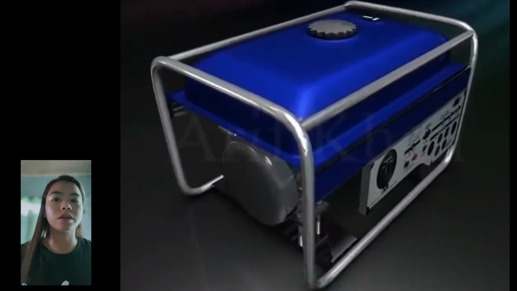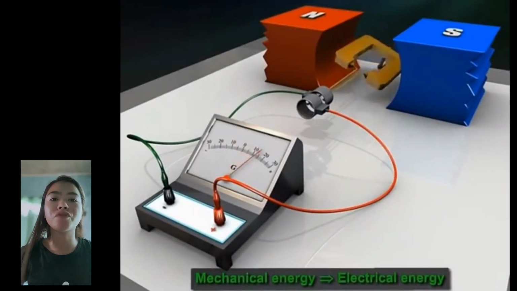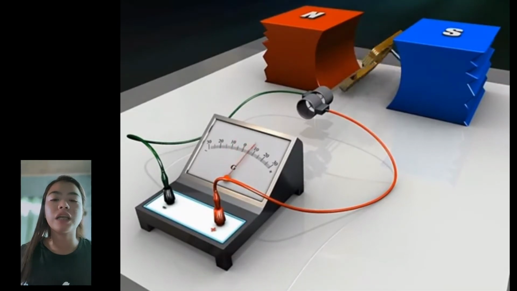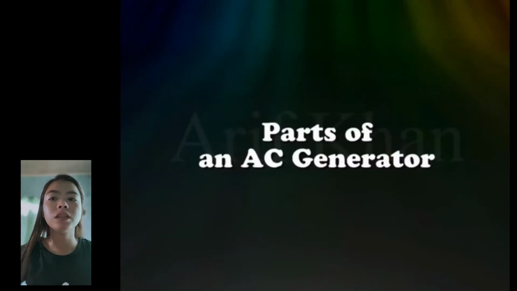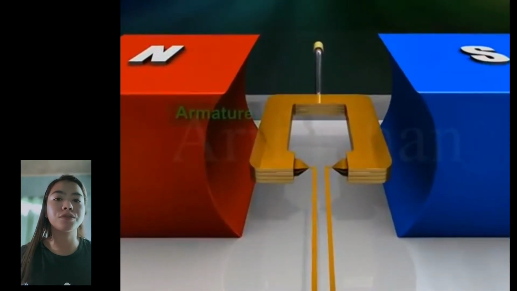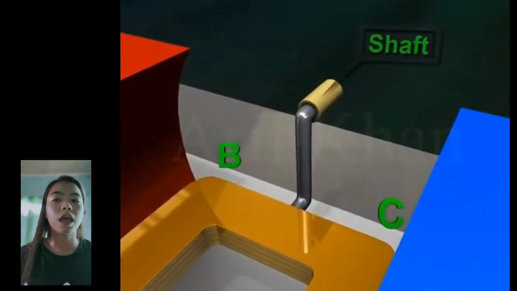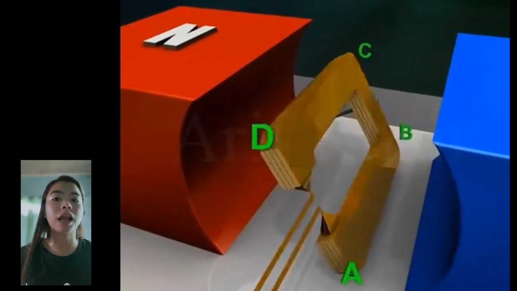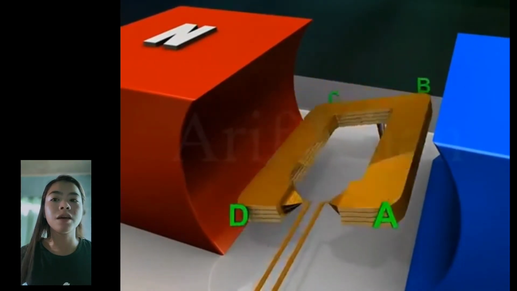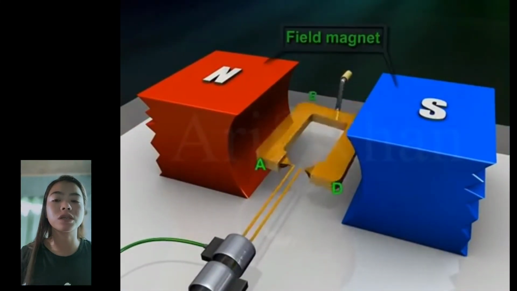AC generator. It converts mechanical energy to electrical energy in the form of EMF or alternating current. The parts of an AC generator. An AC generator has an armature ABCD. It is a rectangular coil with many turns wound around a soft iron core. A shaft, which can be rotated rapidly. Field magnet. It may be a strong permanent magnet with concave poles.